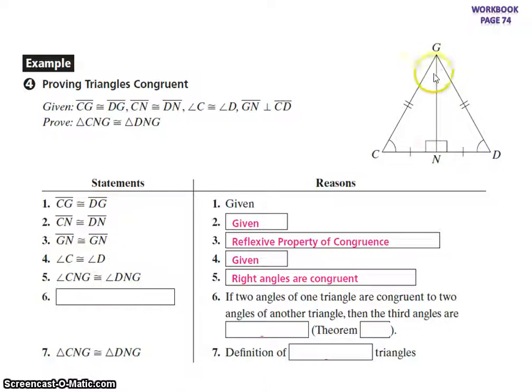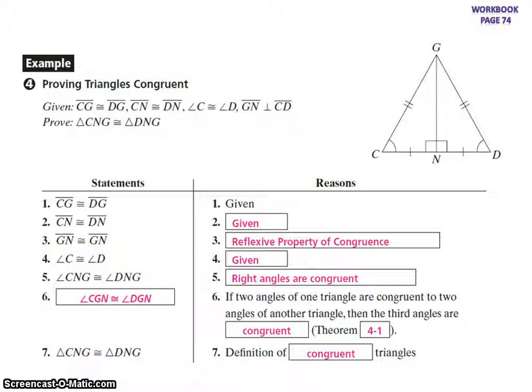So the only angles left to prove here are CGN and DGN. And we can do that by saying that the 2 angles of one triangle are congruent to 2 angles of another triangle, and the third angles are also congruent, and that's theorem 4-1. It's not important to know that it's called theorem 4-1, but there's a space, so we'll put a space in there, and that is actually the definition of congruent triangles.